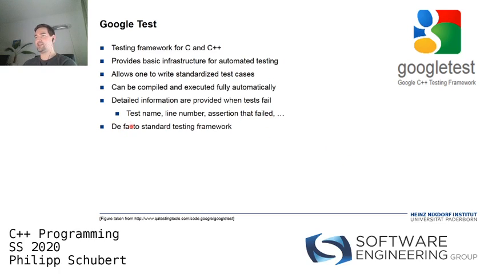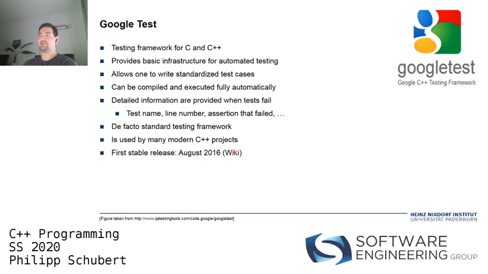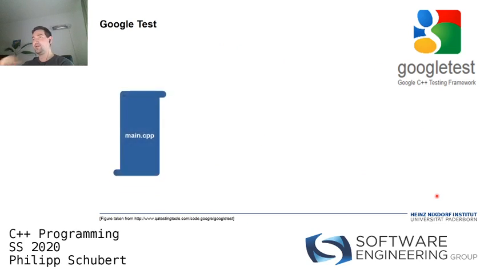It's also nowadays probably the de facto standard for C++ and C testing, and it's used by many modern C++ projects. The first stable release was in 2016, according to Wikipedia. I'm not sure what people used before that. Hopefully they did use something, but probably some handcrafted solution. But again, Google Test provides a very nice way of testing things.